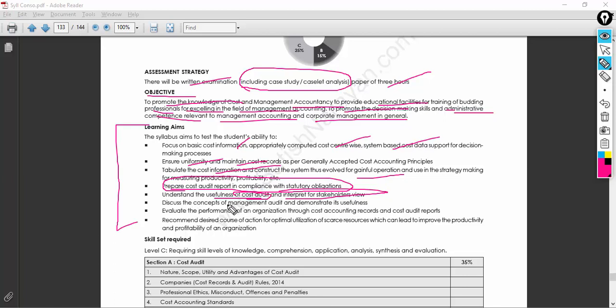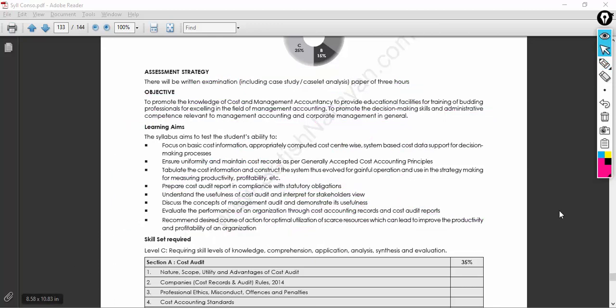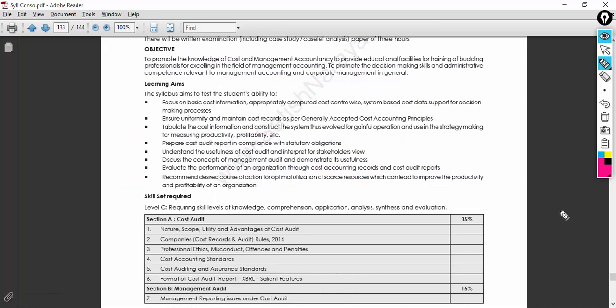Discuss the basic concept of management audit and demonstrate its usefulness. Evaluate the performance of an organization through cost accounting records and cost audits. Recommend the desired course of action for optimal utilization of scarce resources to improve the productivity and profitability of an organization. The level of aims expected is very high, guys.